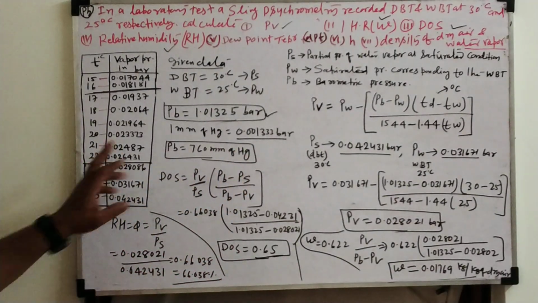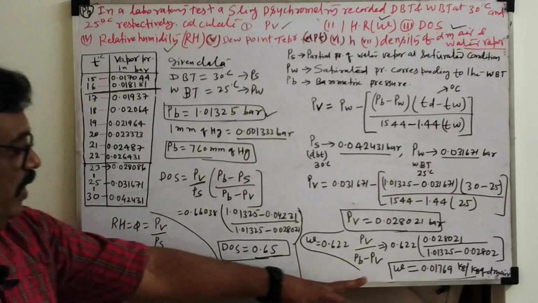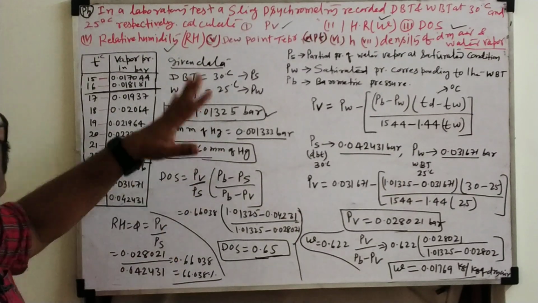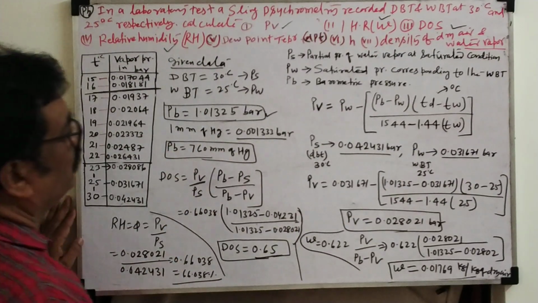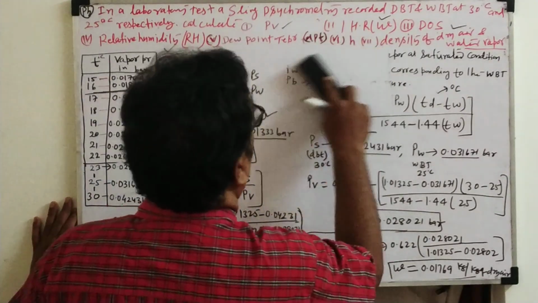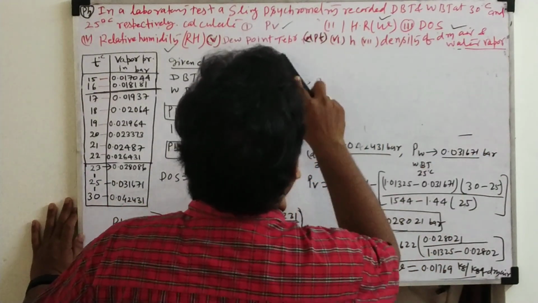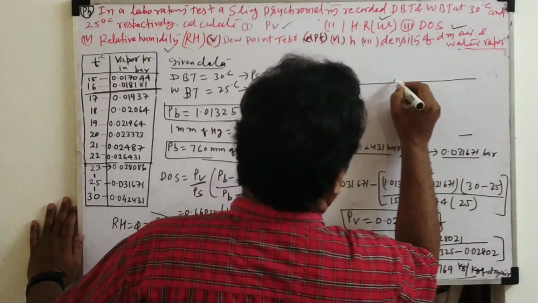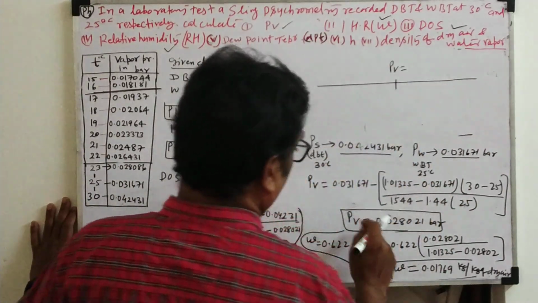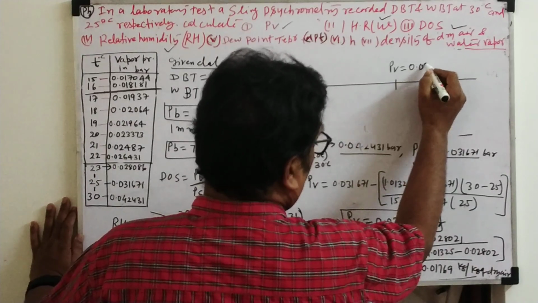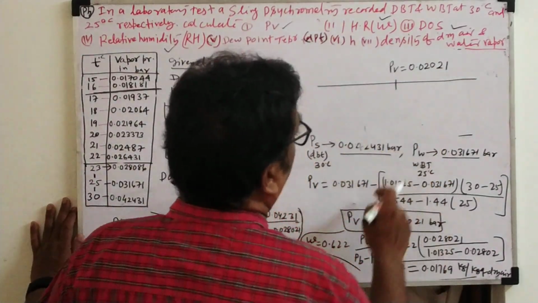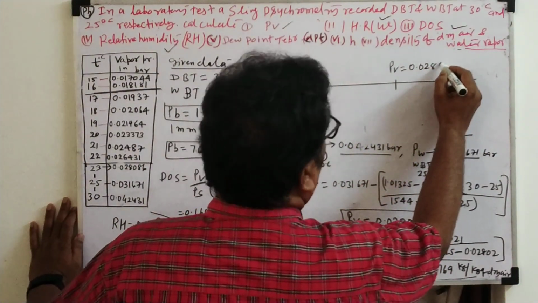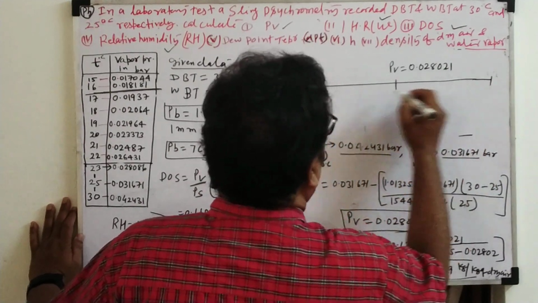So till now we calculated the partial pressure of water vapor, specific humidity, relative humidity, and degree of saturation. Now our work is the dew point temperature. So we'll see from here the dew point temperature. How to calculate dew point temperature? See here. In the previous video I told how we calculate dew point temperature. The partial pressure of water vapor value you will write, 0.02821. This is the partial pressure of water vapor value I wrote.